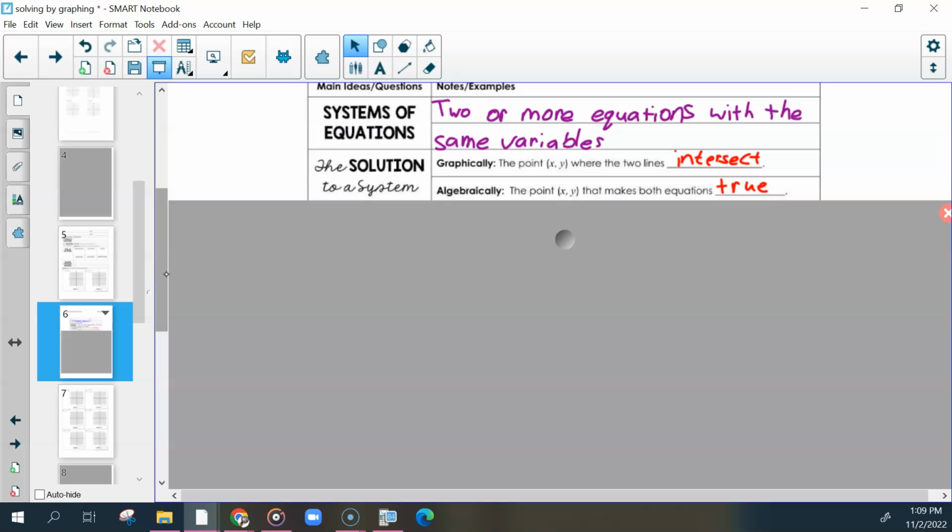The solution to a system graphically is the point (x, y) where the two lines intersect, or cross, or meet. Algebraically, it is the point (x, y) that makes both equations true. So we just did both of those things: found graphically where the lines intersect, and algebraically what makes the equations true.